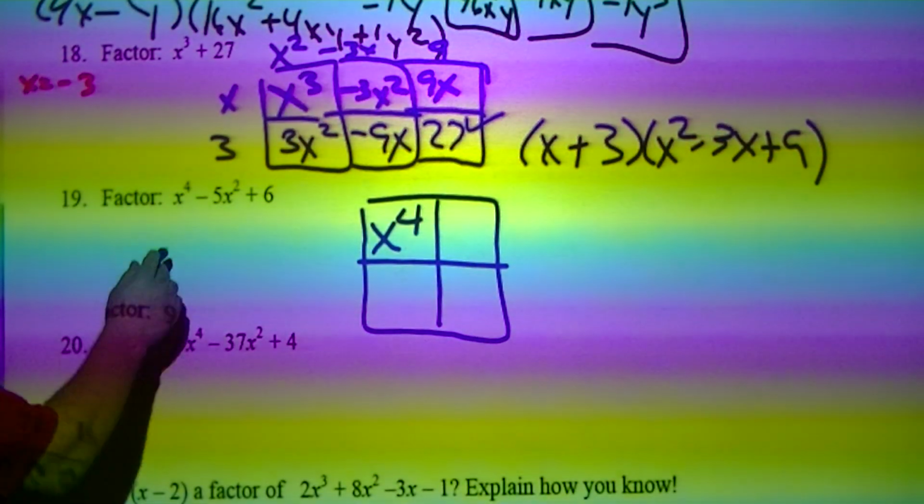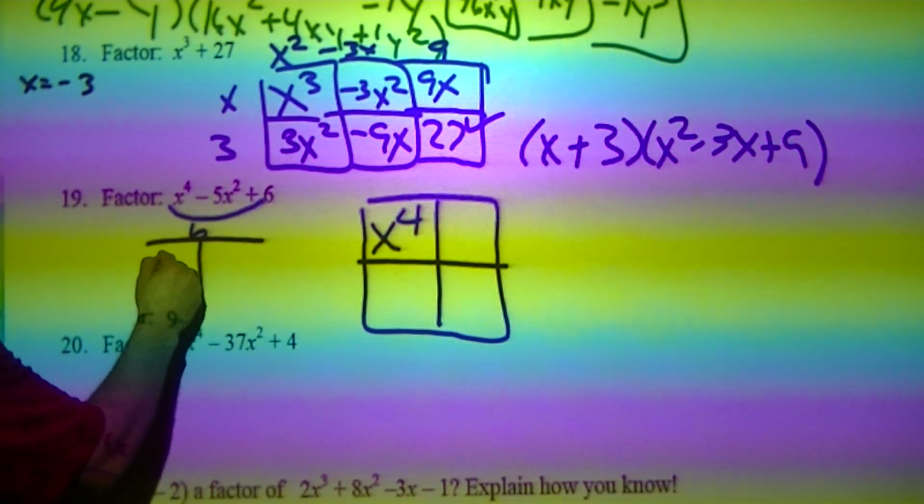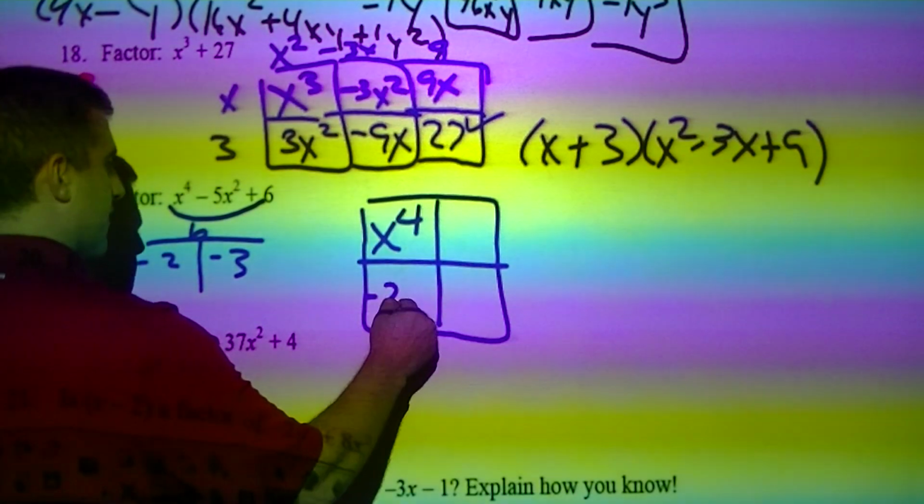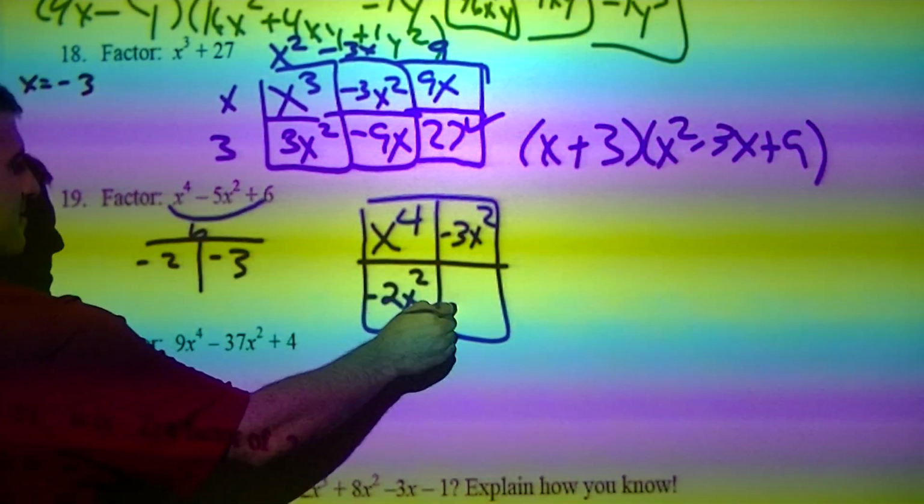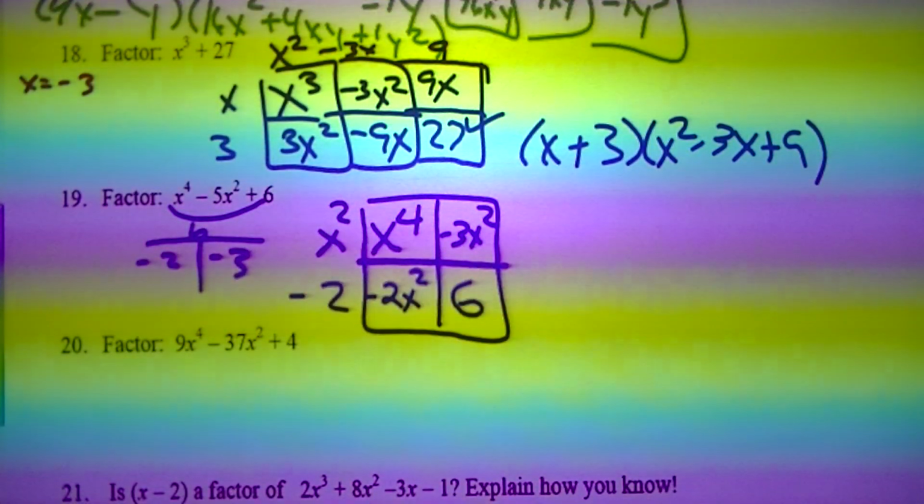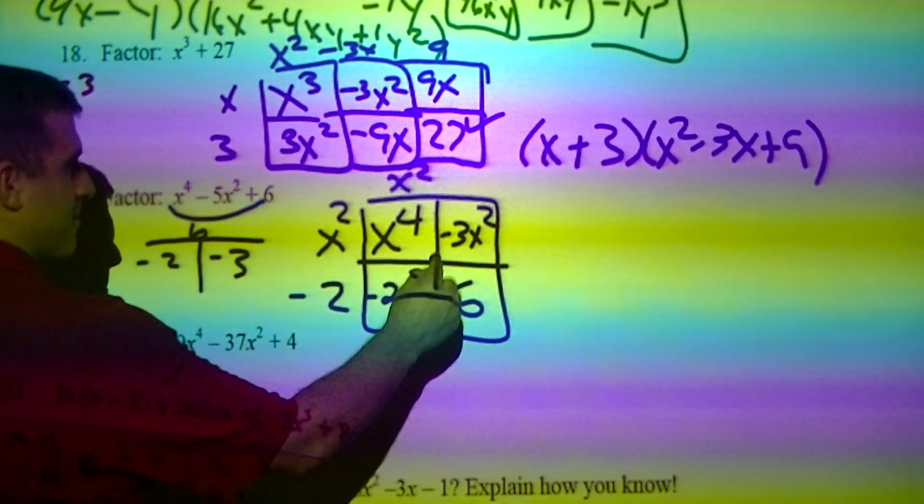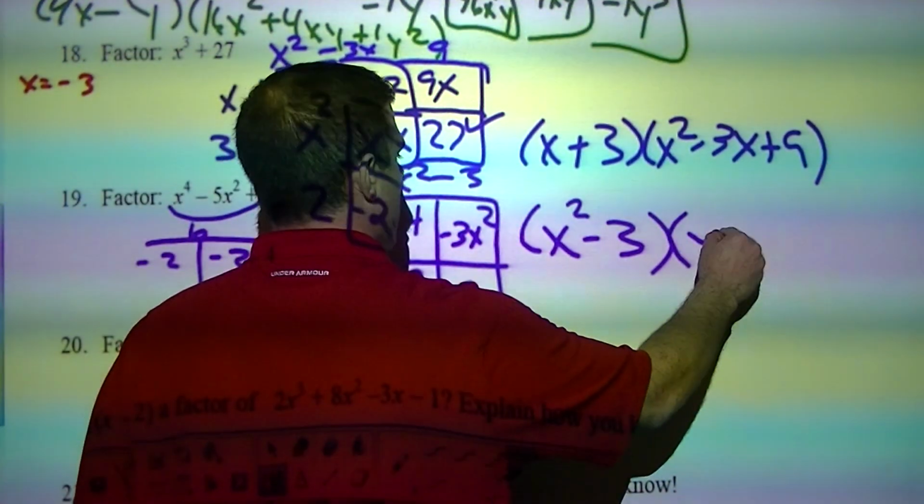Okay, now, the concept there is I got to find the set that multiplies to 6 and adds to that, which would be these two. So that's negative 2x squared, negative 3x squared. Those add to get negative 5, multiply to get me 6. All right, GCF there is x squared. That's negative 2, that's going to be x squared, that's going to be negative 3. So what I got is x squared minus 3, okay, x squared minus 2.